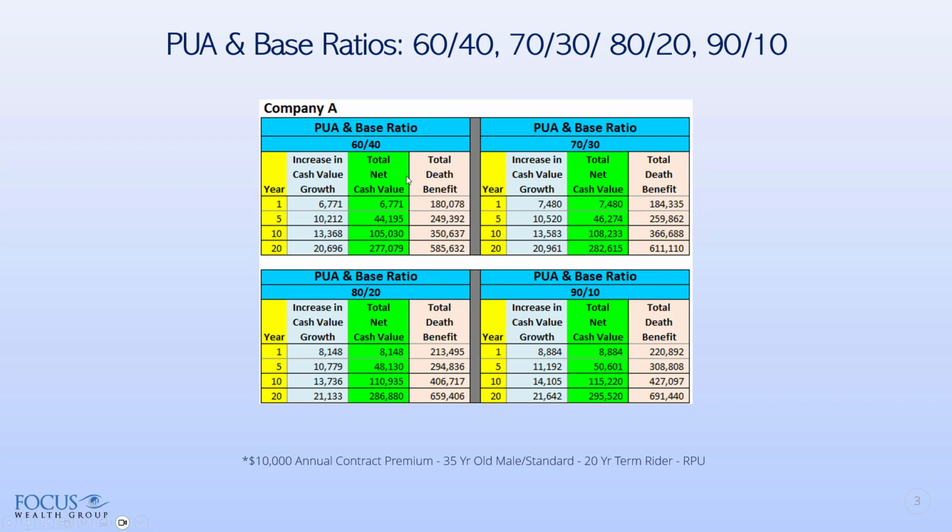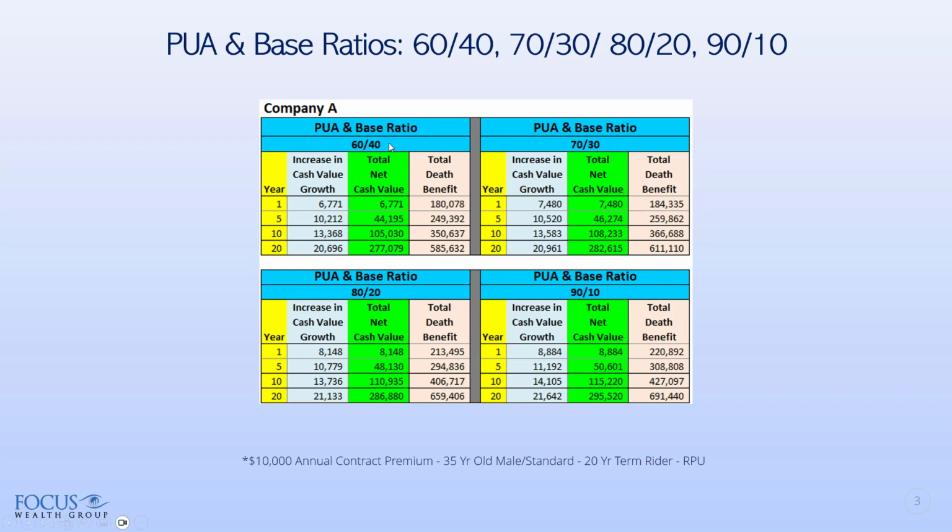As you look at the 60-40, compared to the 90-10, the 90-10 has higher first year cash value and it also has higher 20th year cash value. As a matter of fact, it also has higher 5th year cash value and higher 10th year cash value. In every year, the 90-10 design always has higher cash value than the 60-40 design. If you have a life insurance agent trying to convince you to do a 60-40 split, you can clearly see here that the 60-40 PUA to base ratio does not have higher cash value in any of those years.